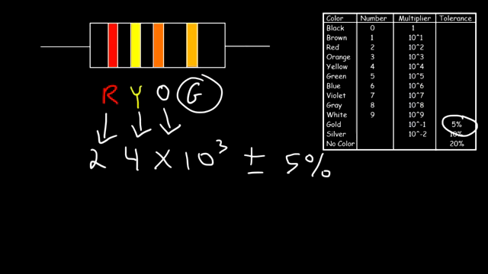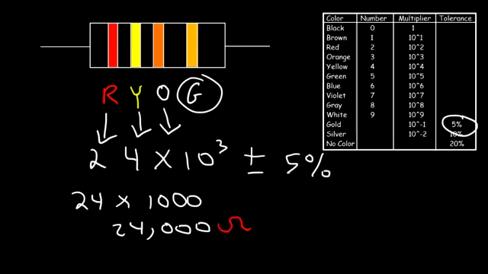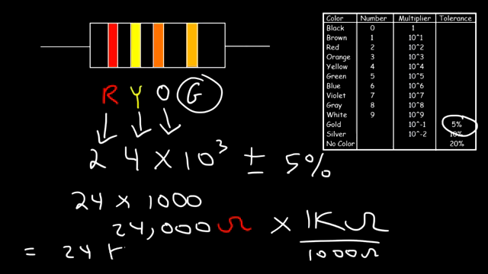Now, what is 10 to the third? 10 to the third is basically 10 times 10 times 10, 3 times, or just 1,000. So 24 times 1,000 is 24,000. So that's the value of the resistance. It's 24,000 ohms. Now, because this number is so large, let's convert it to kilo ohms. To convert it to kilo ohms, just divide by 1,000. 1 kilo ohm is equal to 1,000 ohms. So therefore, this is about 24 kilo ohms, plus or minus 5%.